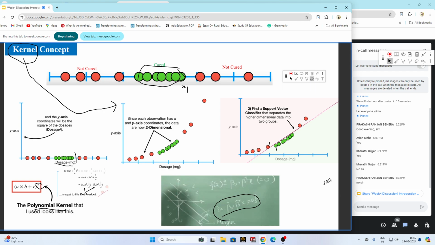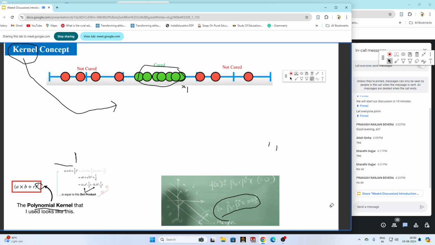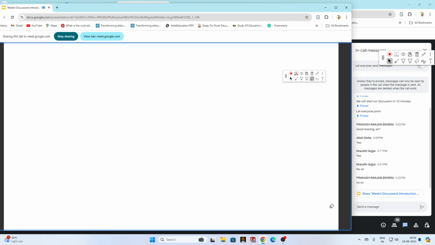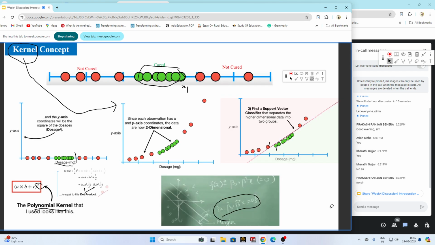So this is the thing. Is this clear about this support vector, this kernel concept? Sir, if we apply a kernel with any polynomial degree, then that p plus 1 degree is what we'll get, is it? Can you please repeat?